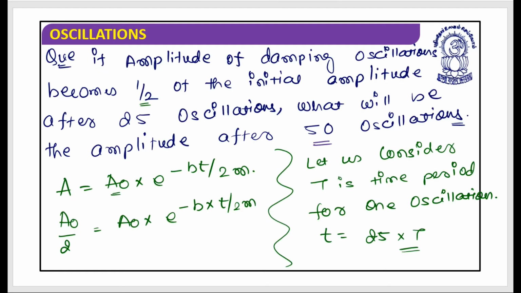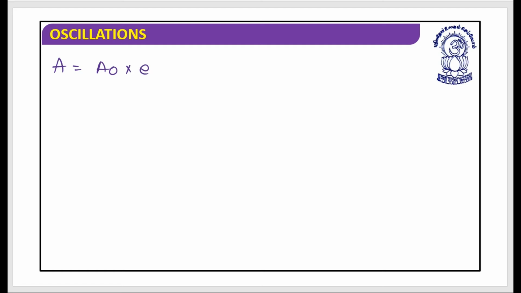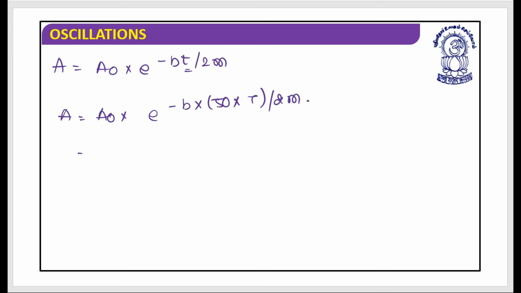Now what I want is the amplitude after 50 oscillations. So A is equal to A naught into e to the power minus bt by 2m. This equals A naught into e to the power minus b, 50 oscillations, each oscillation takes T time, so 50 oscillations will take 50T time, divided by 2m. Look at this very carefully, I will take this as 25T by 2m whole square. I hope this is clear.